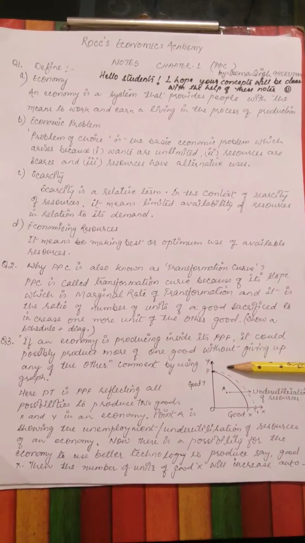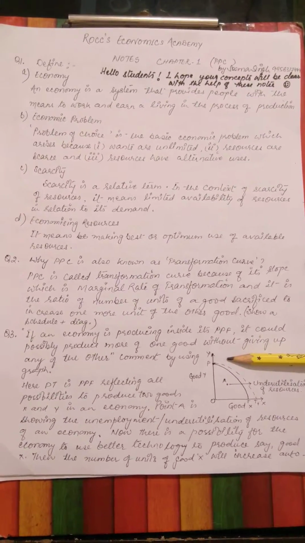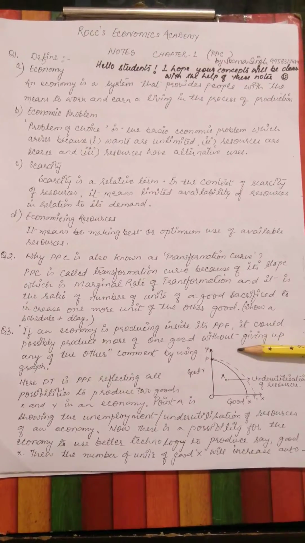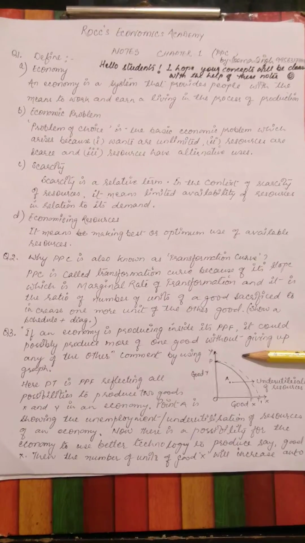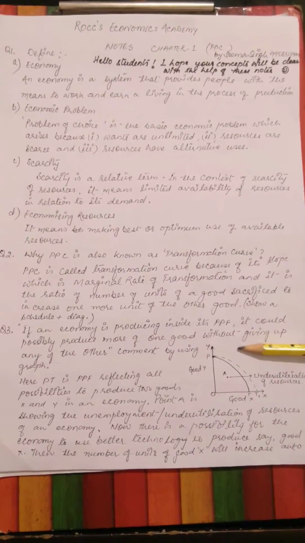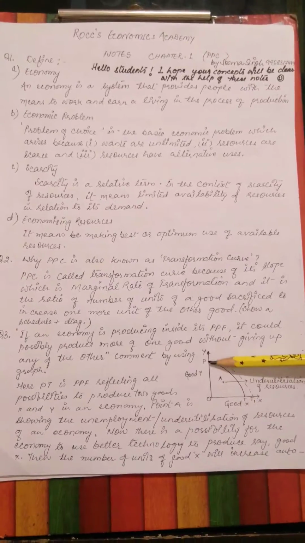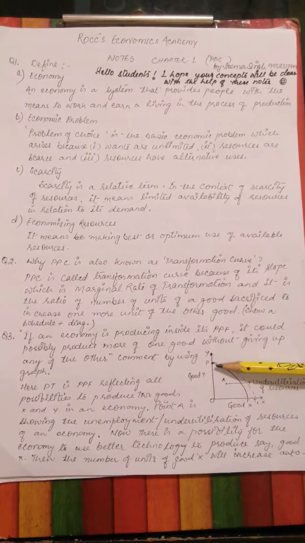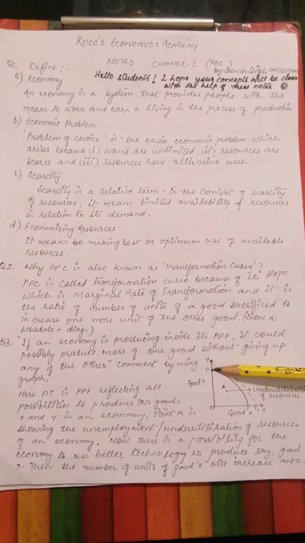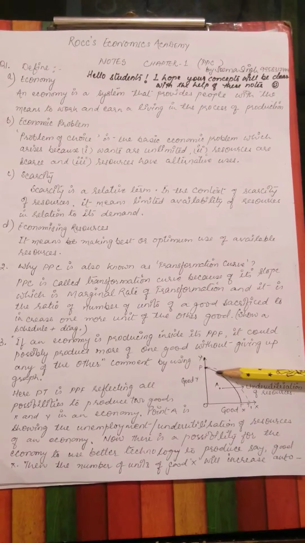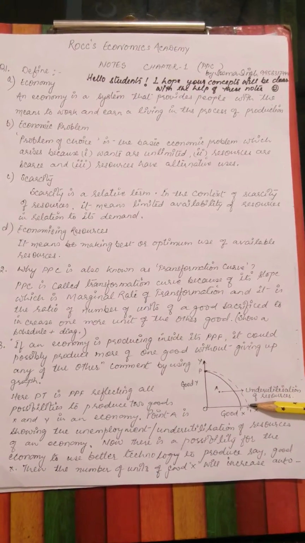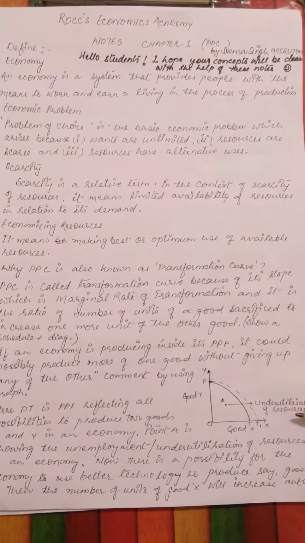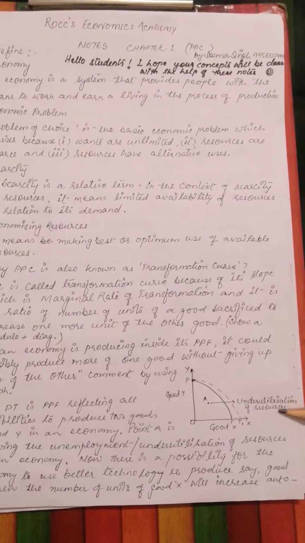Now, next question is, say for example, if an economy is producing inside PPF or PPC or transformation curve, it could possibly produce more of one good without giving up any of the other. If you have to comment on this statement, you have to show rotation on PPC. That is, existing PPC, one point of that PPC will remain as before or as it is, and will make a little movement or shift on the other side or on the other axis. And we have to mention a point inside PPC, that this point is actually underutilization of resources.